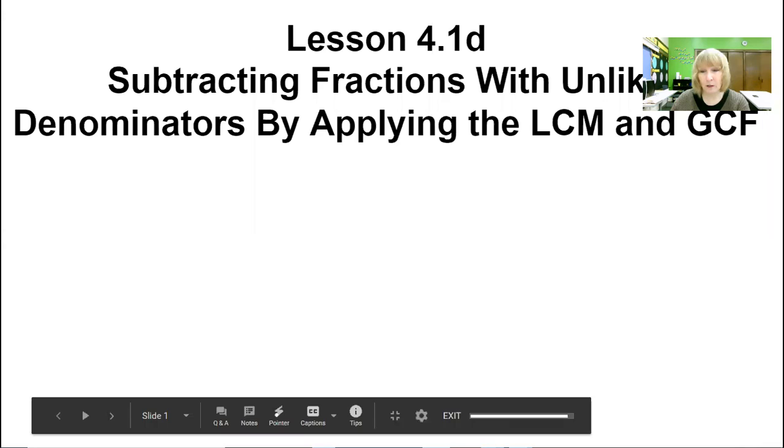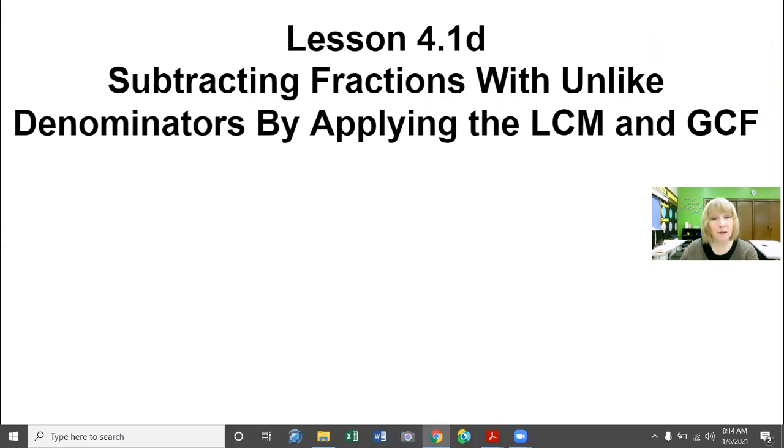Hello, this will be lesson 4.1D. We're going to be talking about subtracting fractions today with unlike denominators. So let's get started. Okay, so this is subtracting fractions with unlike denominators by applying the least common multiple and the greatest common factor. It'll be very similar to what we did with addition.